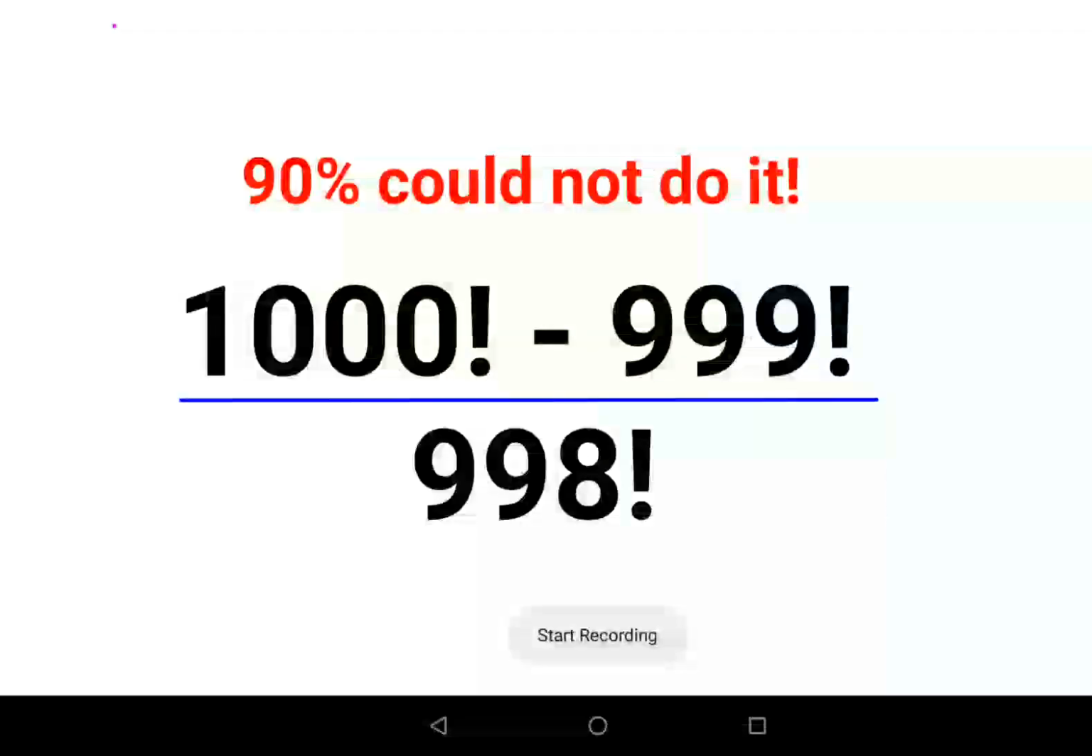Welcome everyone. So today we are going to solve a very nice factorial problem, and a lot of people could not do this literally in 5 seconds. Okay, so the reason for that is they did not realize what exactly a factorial is. You need to simplify a factorial in its respective terms, and once you do that, things become very easy.